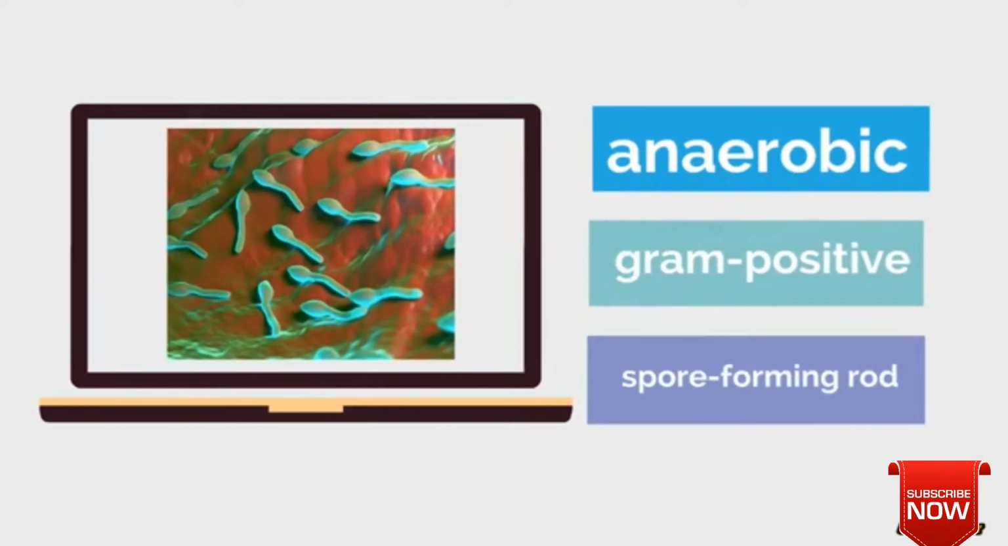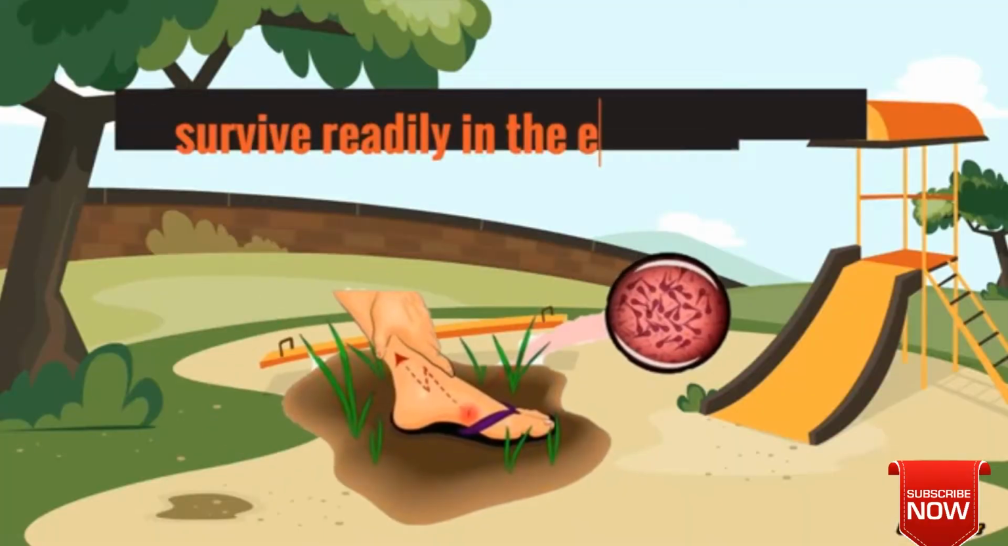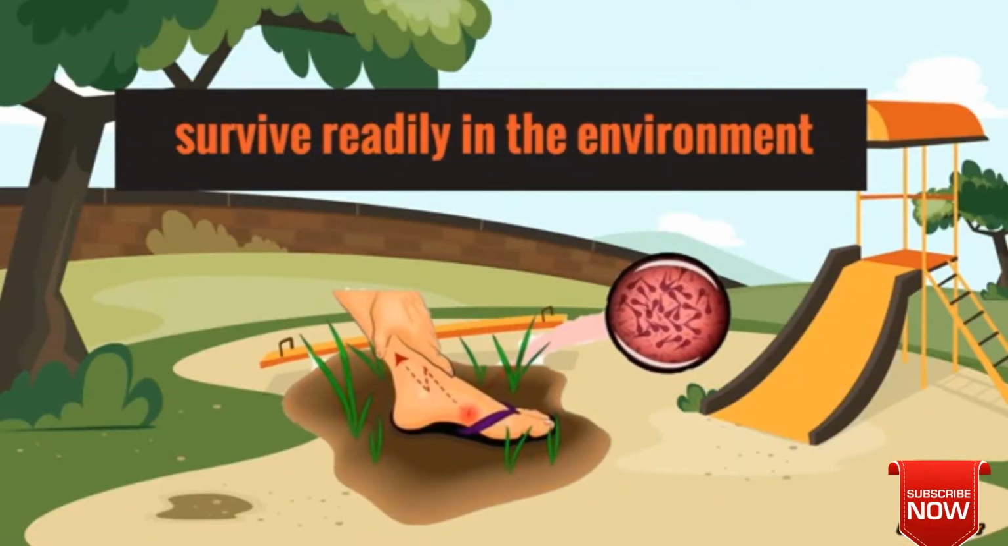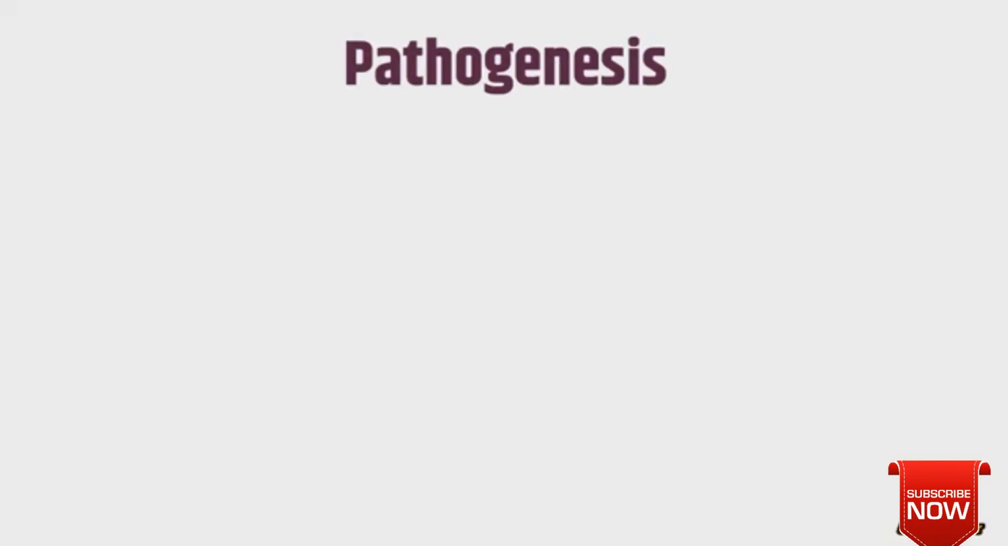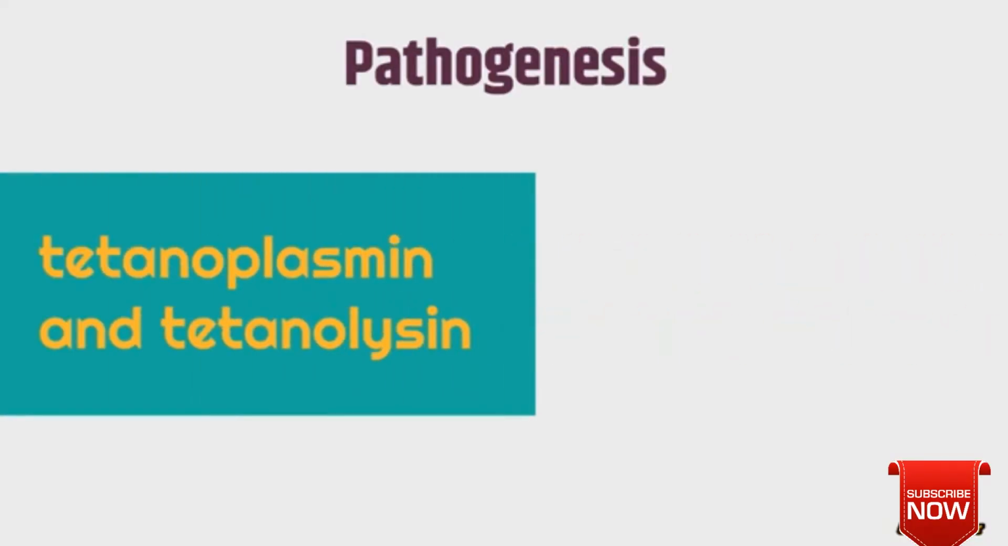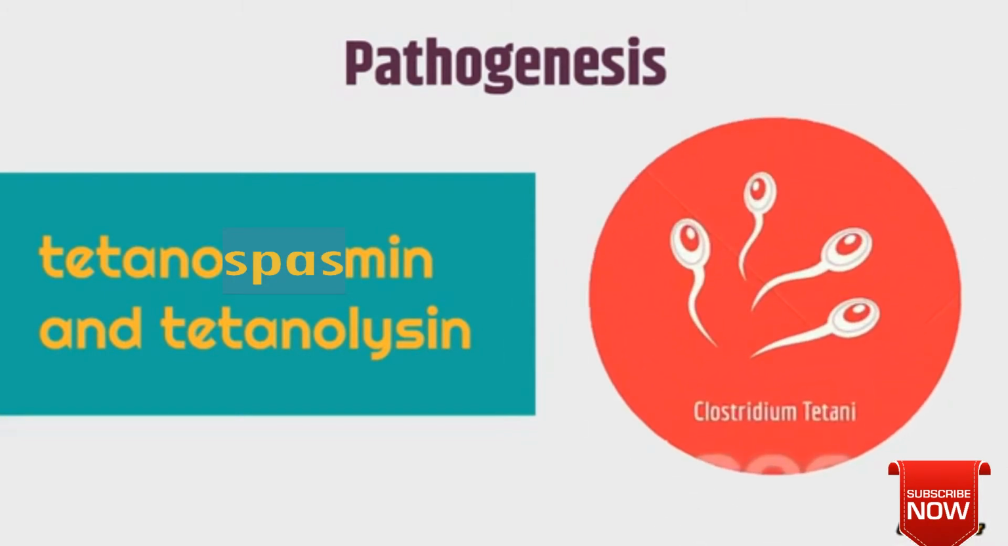Clostridium tetani is an anaerobic gram-positive, spore-forming rod whose spores are highly resilient and can survive readily in the environment throughout the world. Clostridium tetani produces two exotoxins, tetanolysin and tetanus plasmin. Tetanus plasmin, generally referred to as tetanus toxin, is the neurotoxin that causes the manifestation of disease.